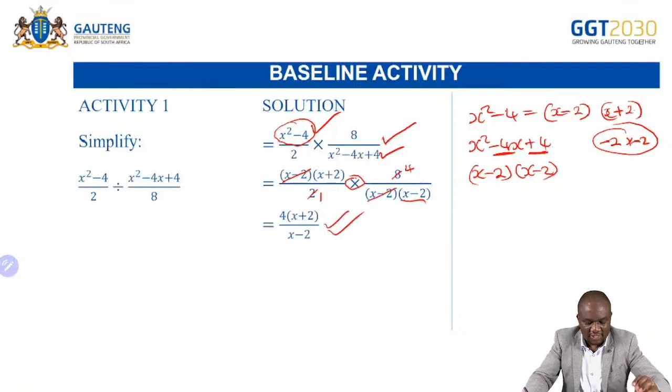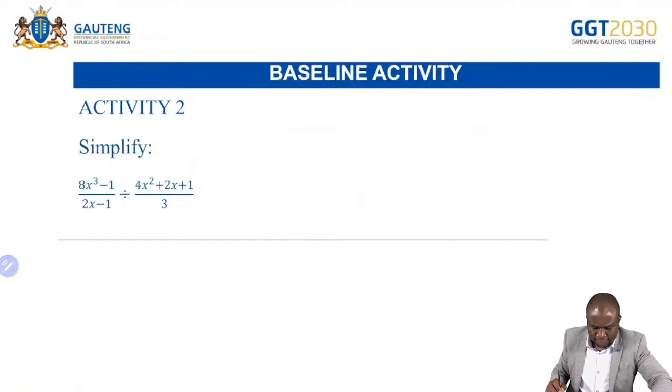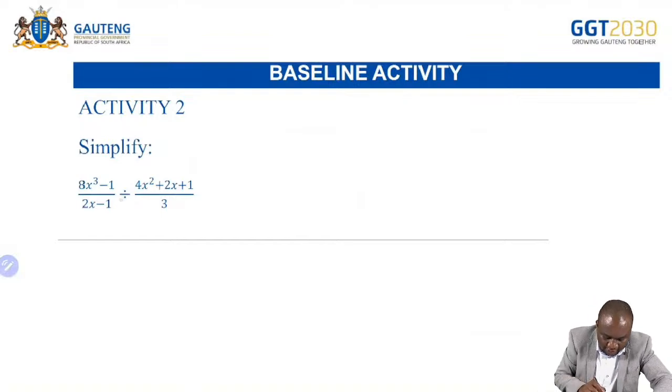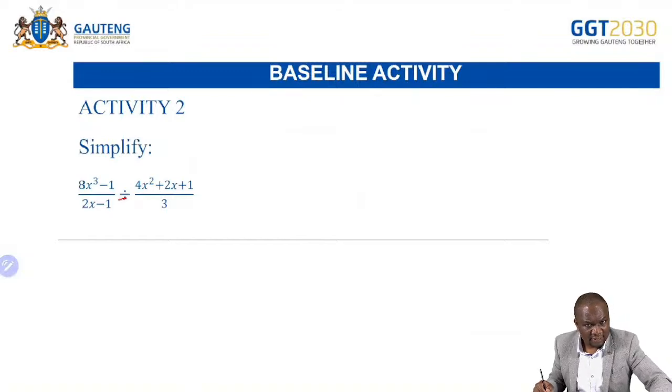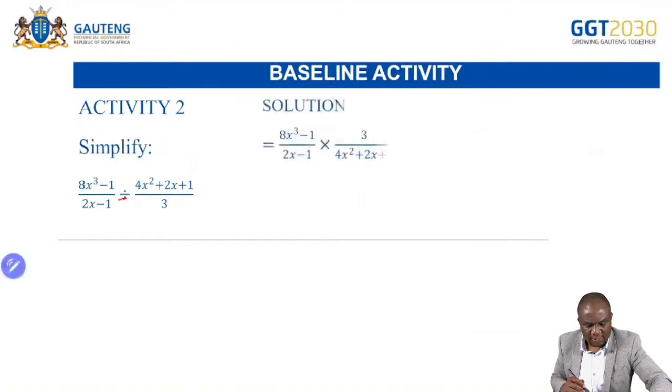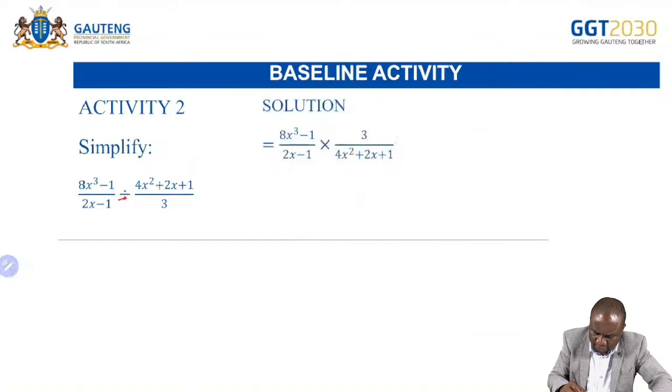Right, welcome back, grade 10s. The next one, I'm going to explain it, and then I'll give you 2 minutes for you to copy the notes, okay? Right, but if you can write your notes as I explain, that would be fine. Right, now we have 8x cubed minus 1 divided by 2x minus 1, then divided by 4x squared plus 2x plus 1 over 3. Looks complicated, isn't it? But I've realized something here. We're dividing a fraction, so we do tip and times. Let's get that mark. We have our mark there.